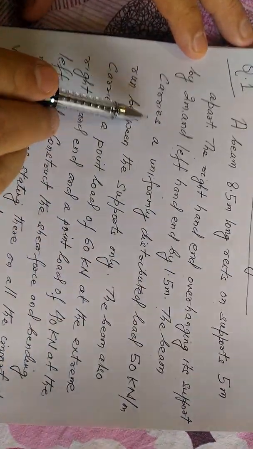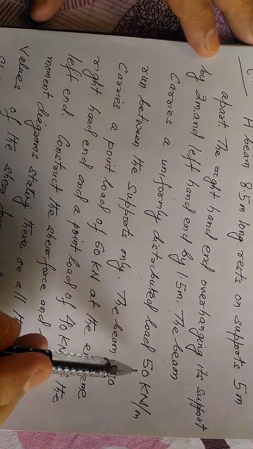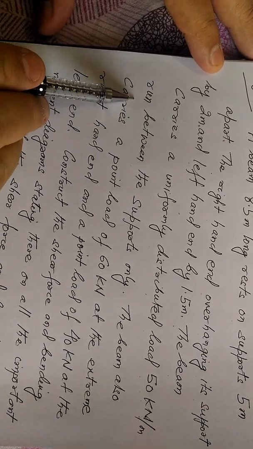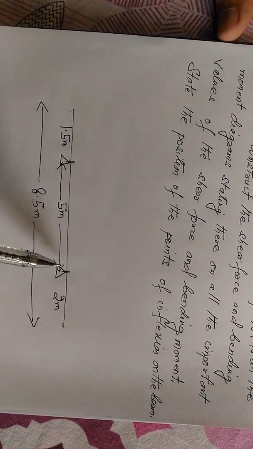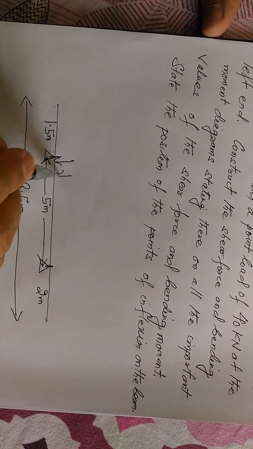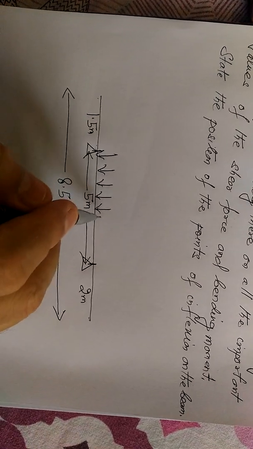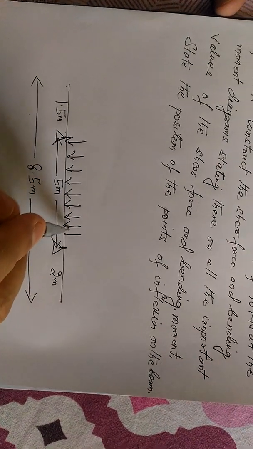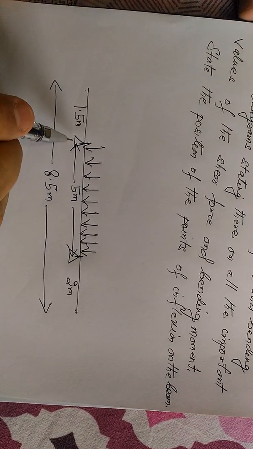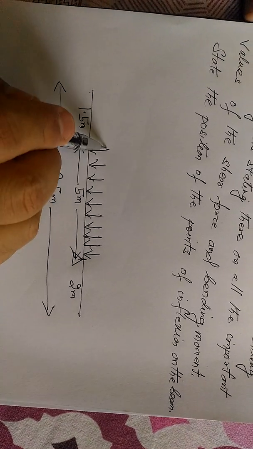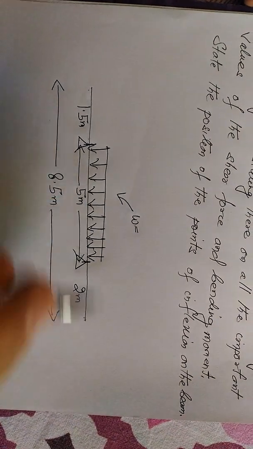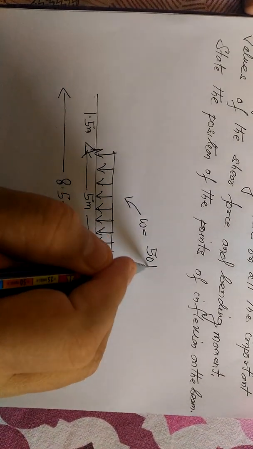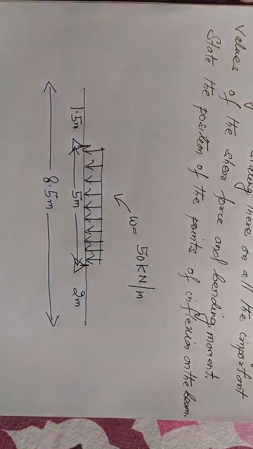The beam carries a uniformly distributed load of 50 kilonewton per meter run between the supports only. That means the beam carries a load of 50 kilonewton per meter between the supports only. So the beam carries a UDL, uniformly distributed load along the run, that is 5 meter between the supports only. The intensity of loading, that is w, of this UDL is 50 kilonewton per meter.